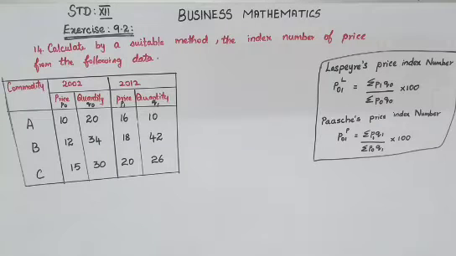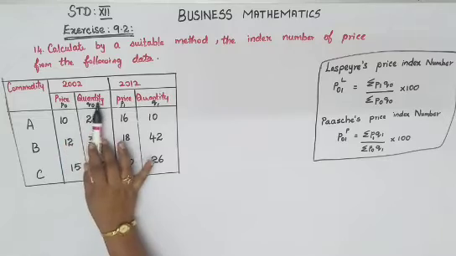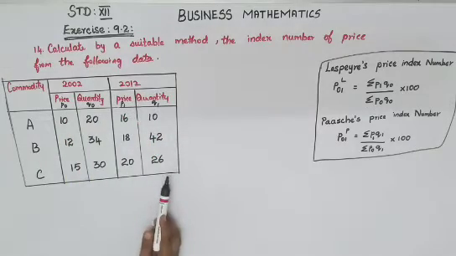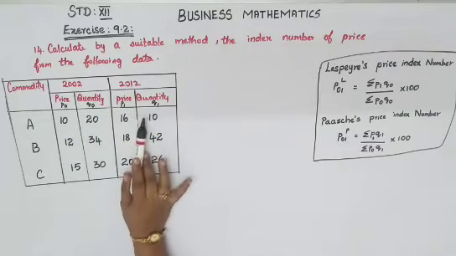Standard 12th Business Mathematics, Exercise 9.2, 14th question. Calculate by a suitable method the index number of price from the following data. The commodities A, B, C will be given, with the price and quantity for 2002 and the price and quantity for 2012. 2002 is your base year and 2012 is your current year.